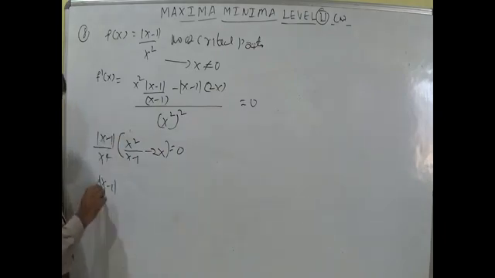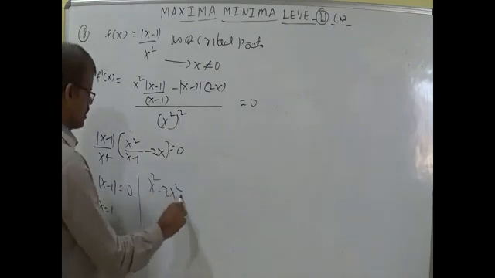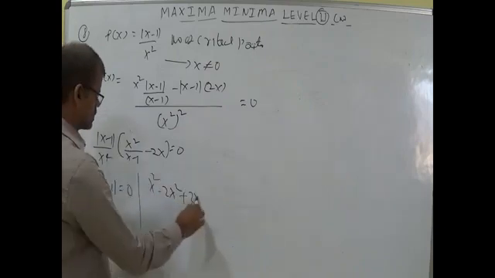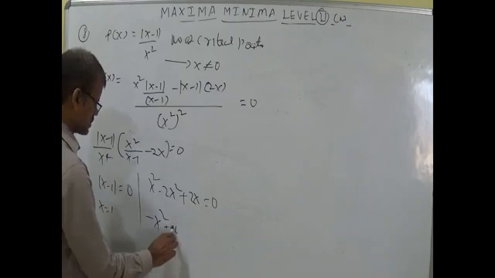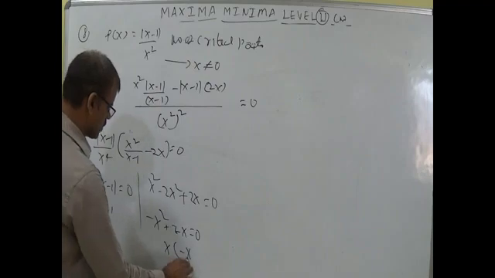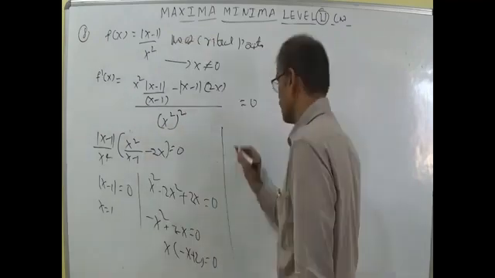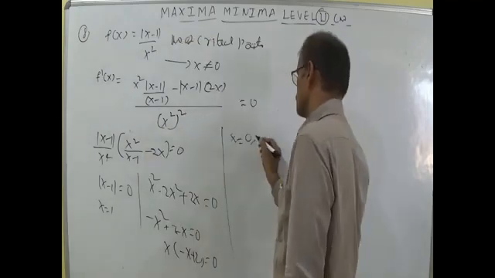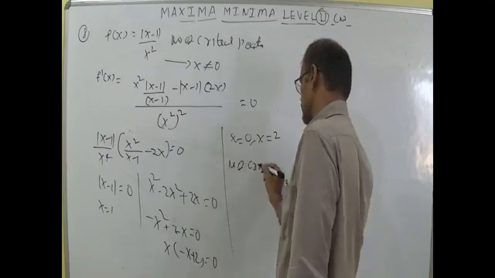|x| - 1 = 0, you put here x = 1, -1, so x = 1, that's all. Next, here you write this one: x² - 2x² + 2x = 0. x² - 2x² becomes -x² + 2x. So -x² + 2x = 0, x taken common: x(-x + 2) = 0. So x = 0 we already got, and x = 2. Now you can write the number of critical points.